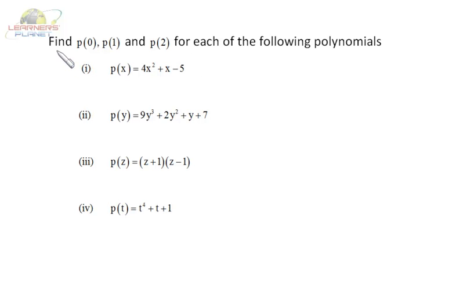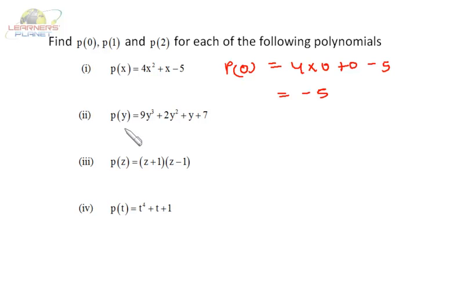Now in this question, find P0, P1 and P2 for each of the following polynomials. Same as in the previous question, you have to put the value of x as 0, 1 or 2 and you have to get the value of the right hand side expression. Suppose in this example I find P0. That means I am putting x as 0. So this expression will be 0 plus 0 minus 5. So finally I am getting minus 5. So in this polynomial, P0 is minus 5. P1 and P2 you can calculate on your own.